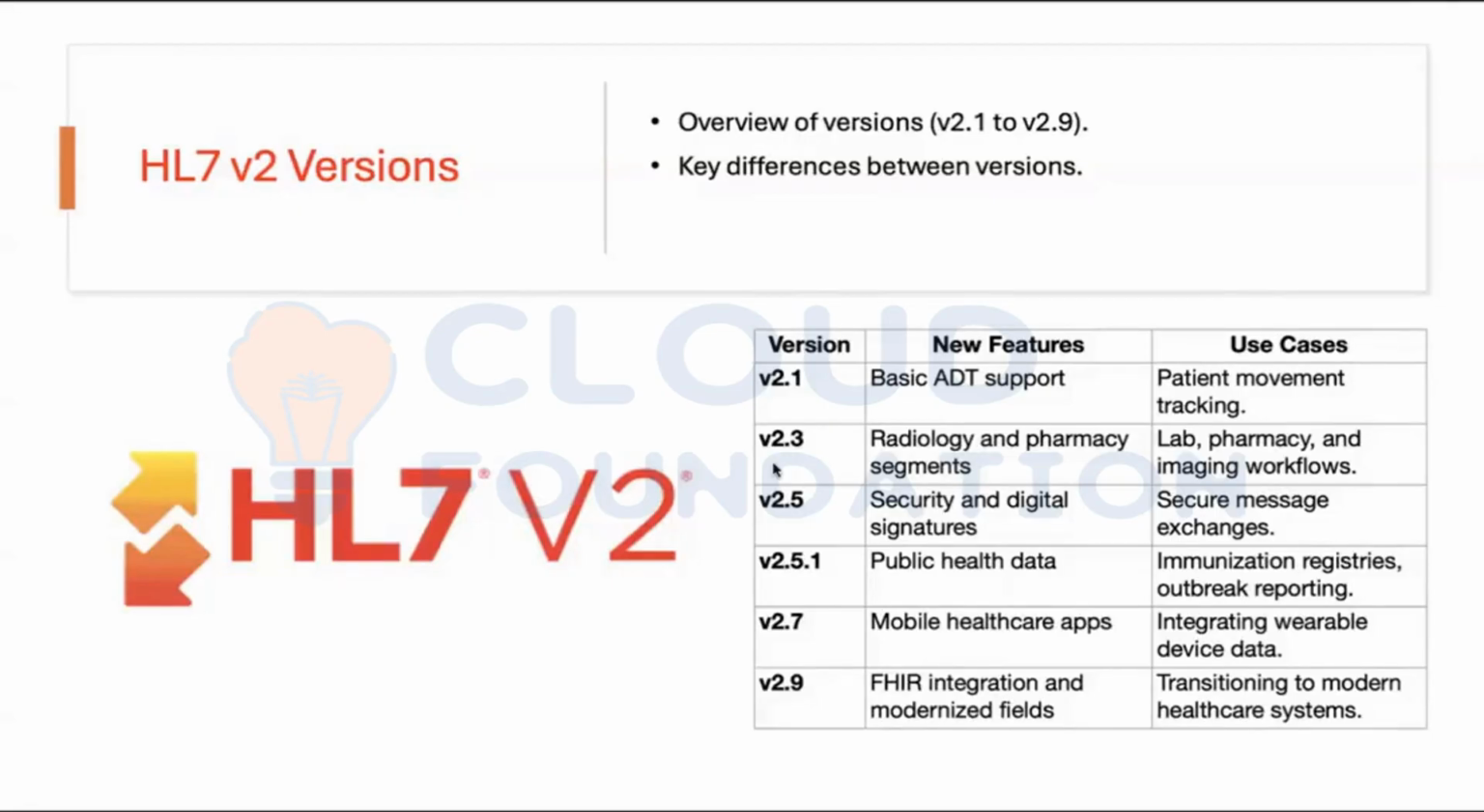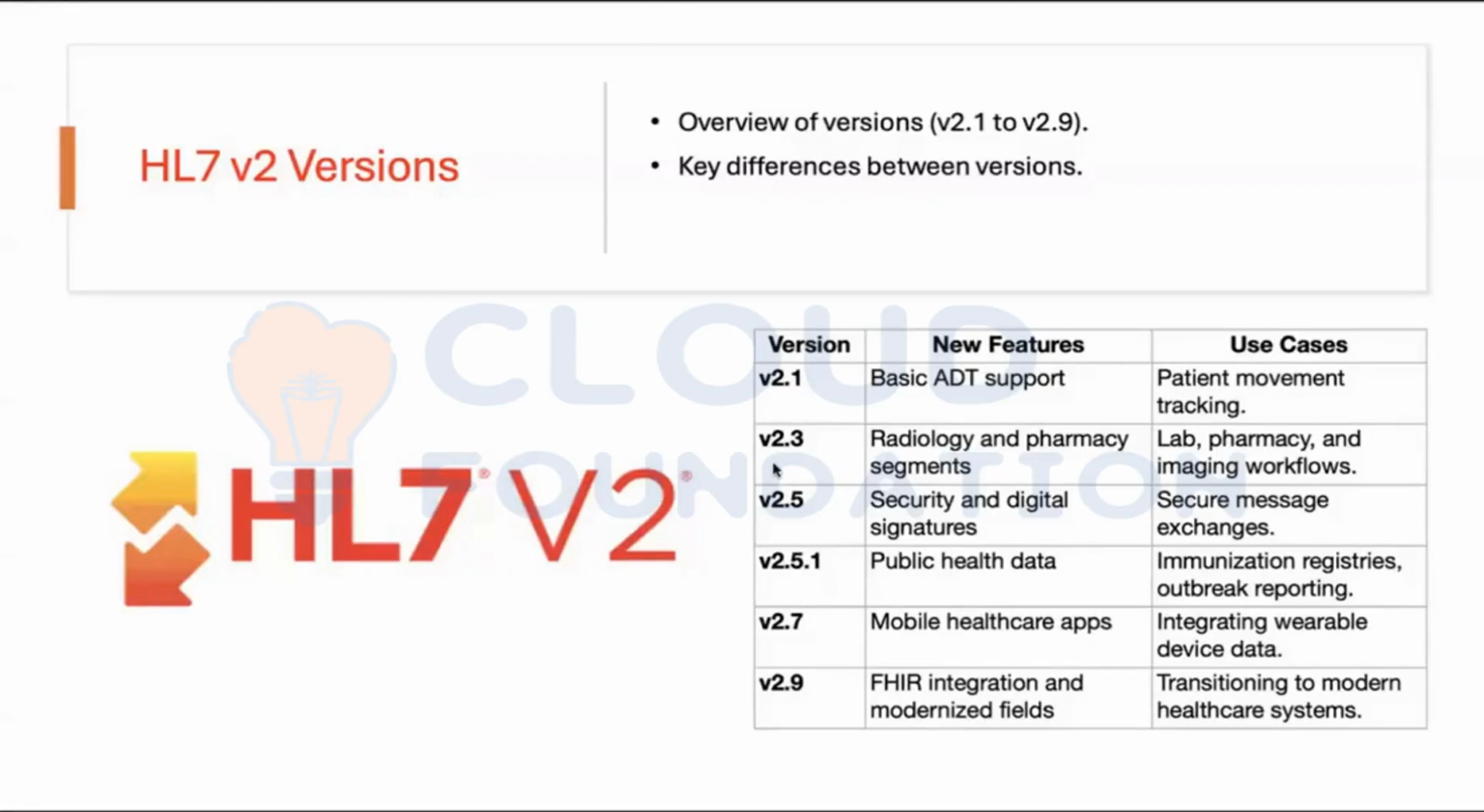The support for the basic messages, that is, the order message or, let's say, a financial message, was already there. But a new feature was added in version 2.1 and it was released for public use. In that, they introduced the patient movement tracking feature. That is basically the ADT messages: admit, discharge and transfer messages.